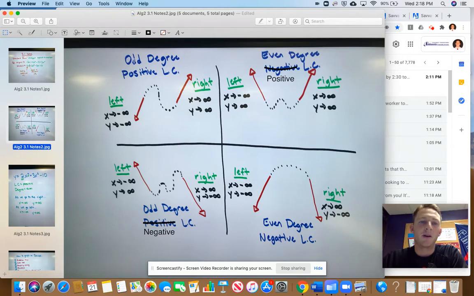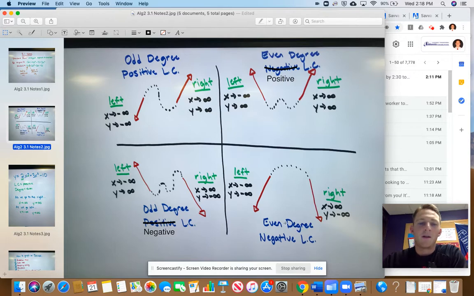So if we have an odd degree and a positive leading coefficient, as the graph goes left, as x goes to negative infinity, the graph is going to go down, so that's y goes to negative infinity as well. And then as we go right, as x goes to infinity, y goes to positive infinity. So this is even degree and positive leading coefficient, odd degree and negative leading coefficient, even degree and negative leading coefficient.